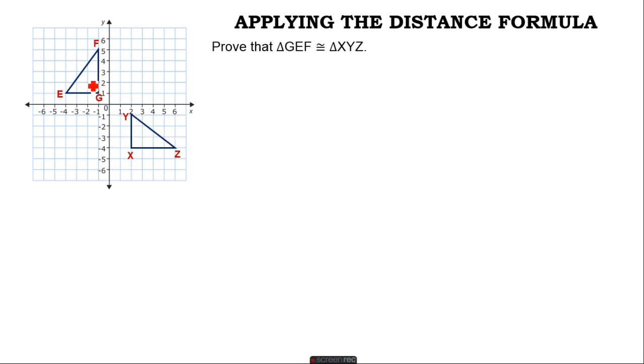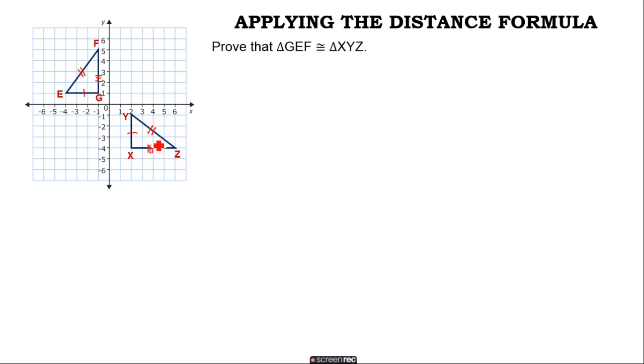Now, we can only say that these two right triangles are congruent if their corresponding sides are equal. So let's see. If we're going to get GE here, the corresponding side of GE is XY. That's the pair. Next, EF, this side, will be congruent to YZ, as the hypotenuse. And then the last, we have GF, and that will be XZ.